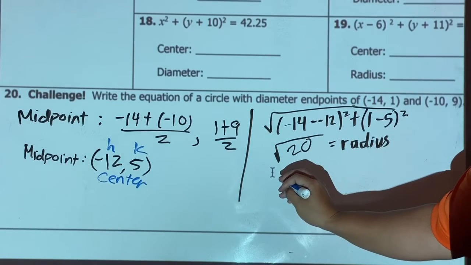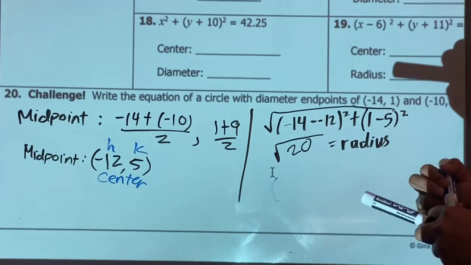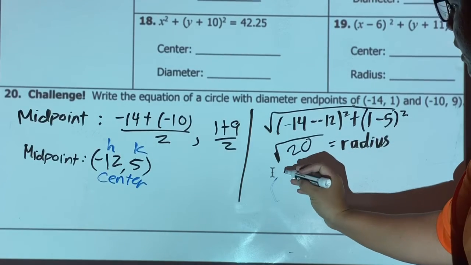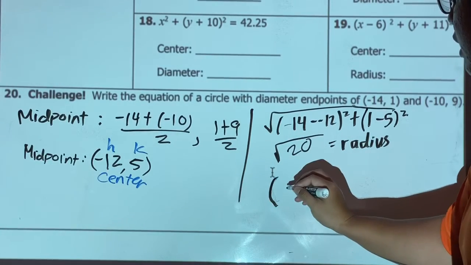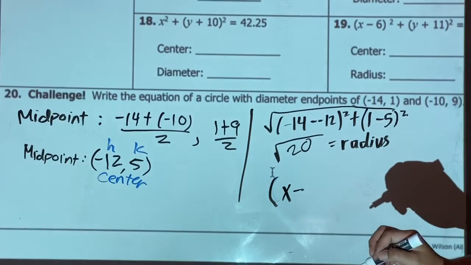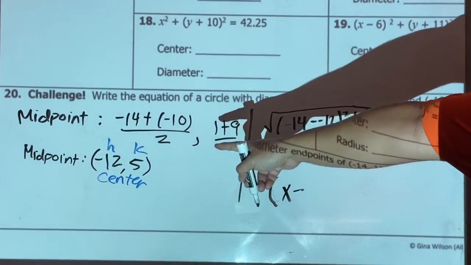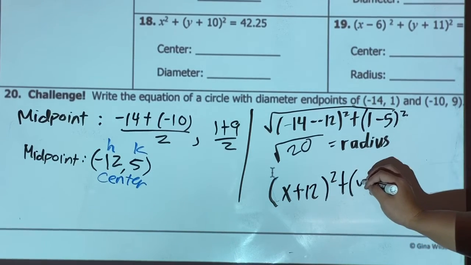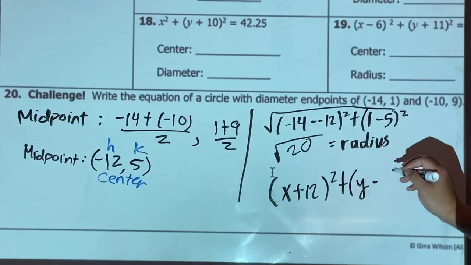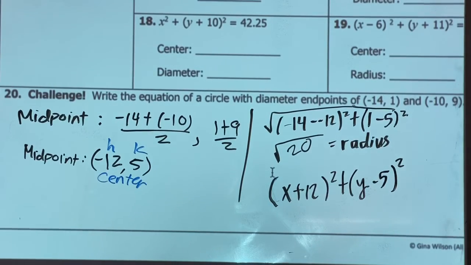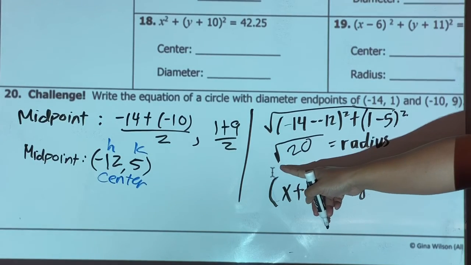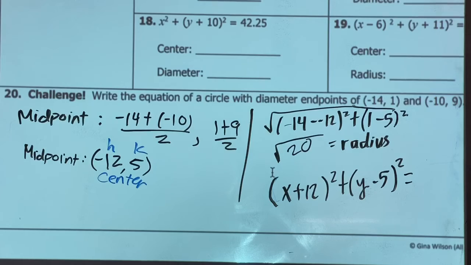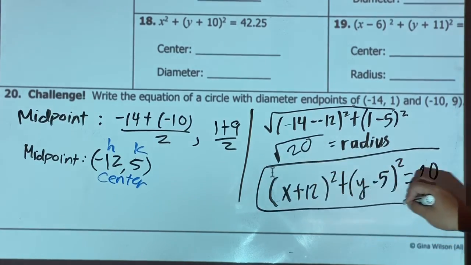It'll always be x minus, and then our center is negative 12, so that means this should be positive 12, squared, plus y minus 5, squared. And that's going to equal my radius, which is the square root of 20. If I take the square root of 20 and square that, it's just going to be 20. And then this would be my final answer.